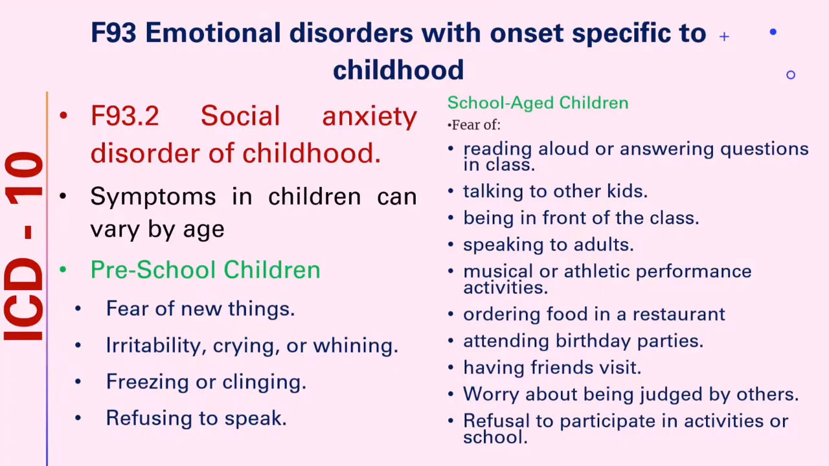This social anxiety shows different behavior at different developmental ages. For example, in preschool children, they may have fear of new things. They may show irritability, crying or whining, freezing or clinging to the parents, refusing to speak. In school age children, there may be fear of reading aloud or answering questions in class, talking to other kids; being in front of the class is avoided, and speaking to adults is feared. They may have fear of musical or athletic performance activities, fear of ordering food in a restaurant, fear of attending birthday parties, fear of having friends visit. They may worry about being judged by others for their behavior. They may refuse to participate in activities or school.